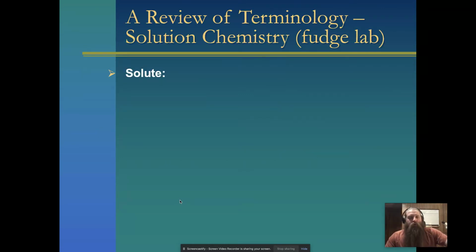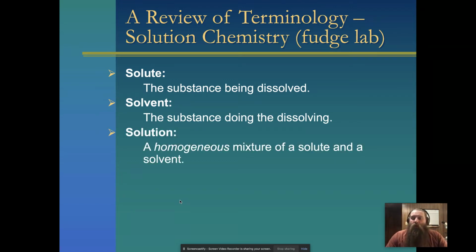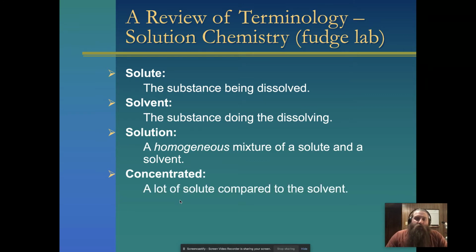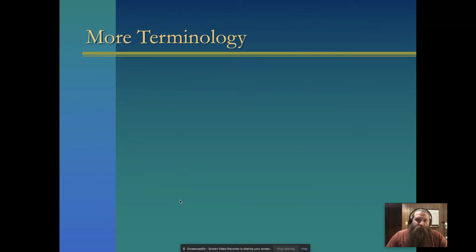Now, some words that are really important as far as calculating molarity is concerned are words that we've already seen this year. So let's just refresh that a little bit. Solute is the substance that we're dissolving. Solvent is the substance that's doing the dissolving. Our solution is a uniform or homogeneous mixture of a solute and a solvent. Concentrated means that we have a lot of solute compared to our solvent. Diluted is the opposite, right? It means we don't have a lot of solute compared to our solvent.